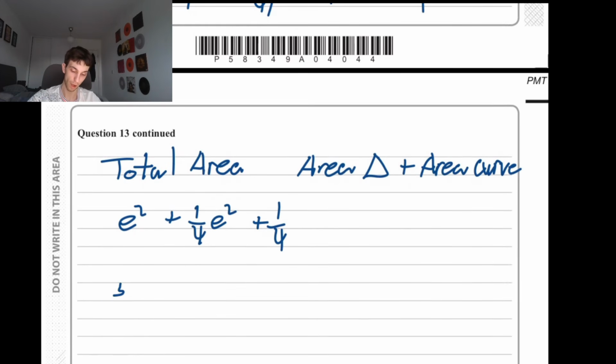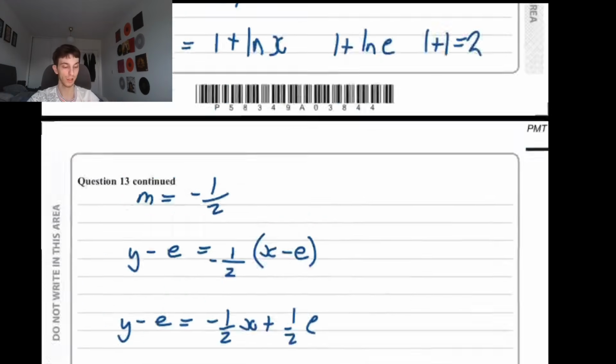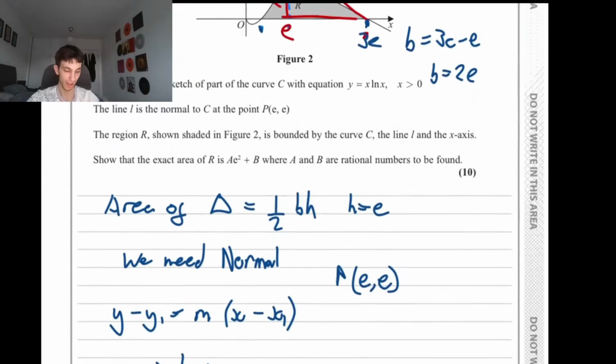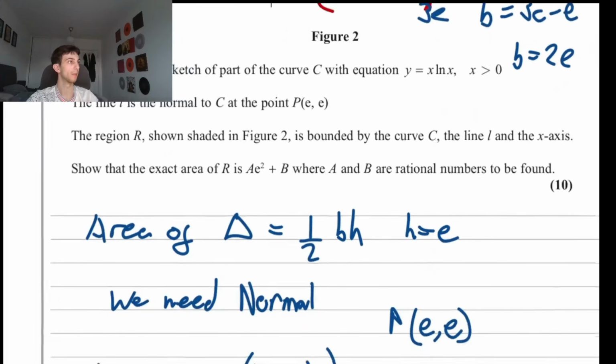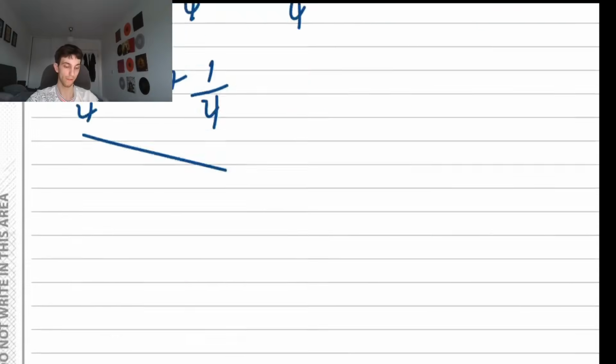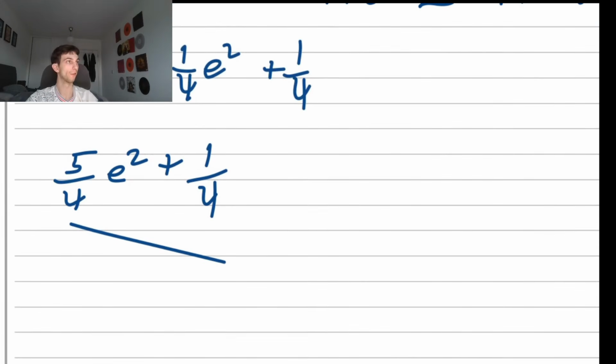So that will get us 5/4 e² + 1/4 to be the total area. Is that in the form they wanted? They wanted it in the form ae² + b, where a and b are rational numbers to be found. So therefore, we have a to be 5/4 and b to be 1/4 as your total area. That's your final answer to question 13.